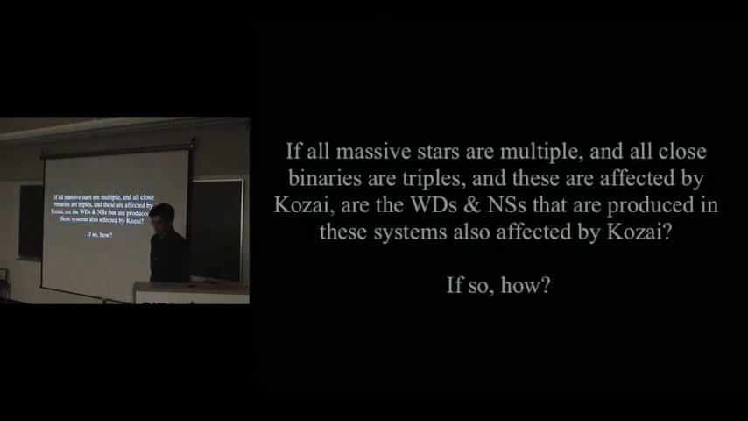All right. So if all massive stars are multiple and all close binaries are triples, and these are all affected by Kozai, are the white dwarfs and neutron stars that are produced in these systems also affected by Kozai? Well, the answer is probably yes. And if so, how? I'm not going to be able to give you a complete answer to this question because, frankly, the parameter space is gigantic and there are a lot of things we don't know. What I'm going to do is highlight a few specific problems that I think might be of interest and where Kozai probably plays an important role.